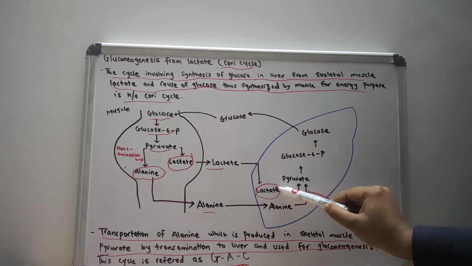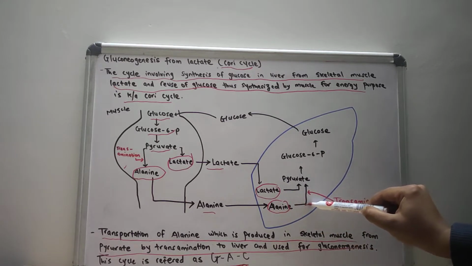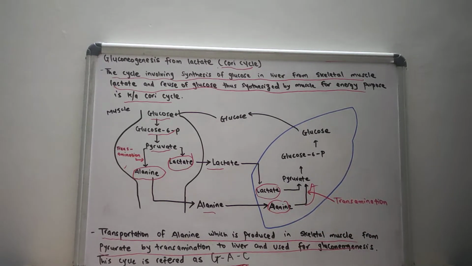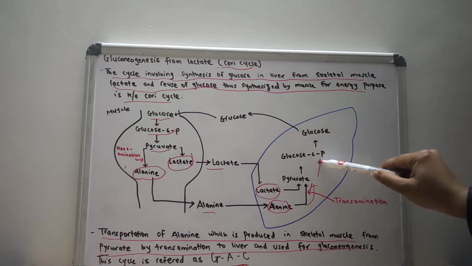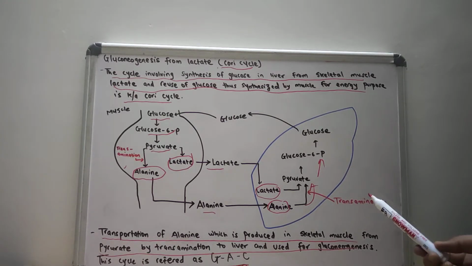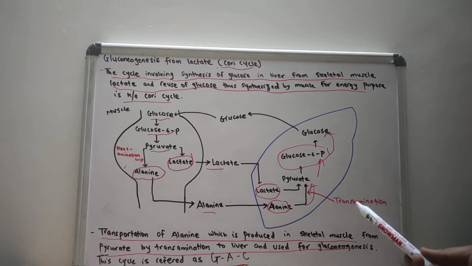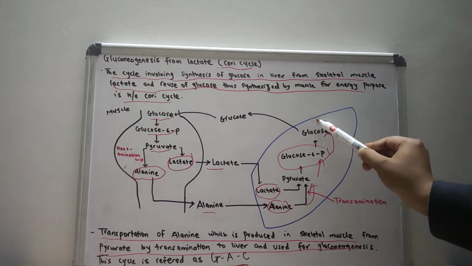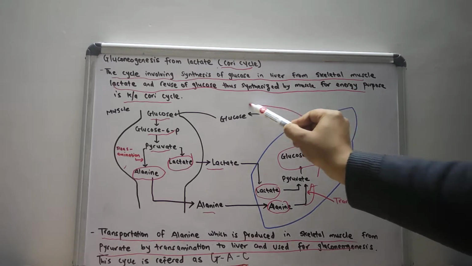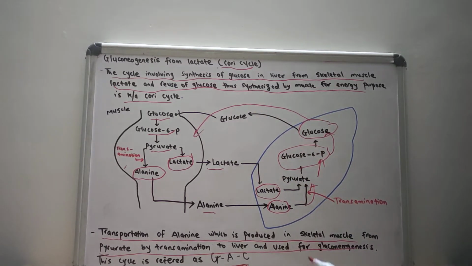Again, this lactate and alanine are converted to pyruvate, and the pyruvate is converted to glucose 6 phosphate, and the glucose 6 phosphate is converted to glucose through the enzyme glucose 6 phosphatase. This glucose is again transported to the skeletal muscles for various energy purposes.